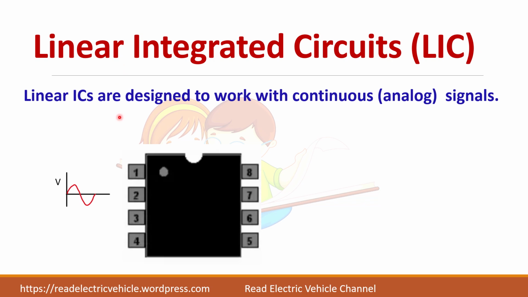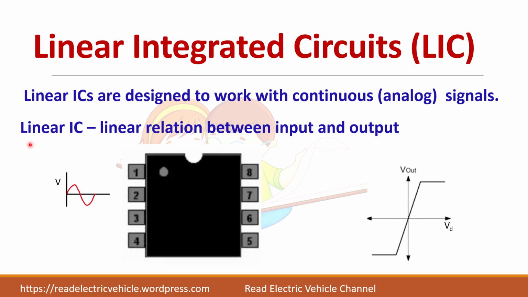So linear integrated circuits are designed to work with continuous or analog signal. For example, if you see here, I can give a sinusoidal input or a triangular input for an IC. So that comes under linear integrated circuit. And moreover, linear ICs show a linear relation between the input and output. So this is the output and this is the input, there will be some linear relationship between the input and output.